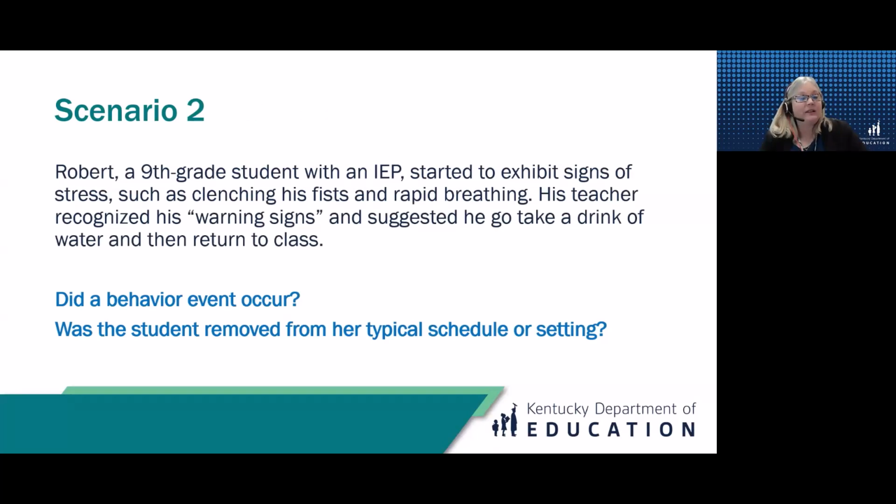Okay, Robert started to exhibit signs of stress, such as clenching his fists and rapid breathing. His teacher recognized his warning signs and suggested he go take a drink of water and then return to class. Okay, so did a behavior event occur? I've gotten one no. No behavior event occurred. So the question is warning signs. That's the key point.